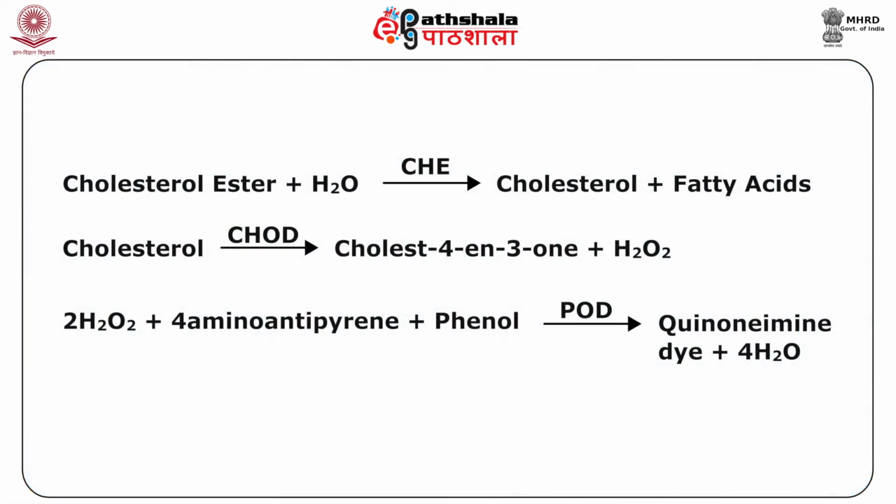Enzymatic estimation of cholesterol from the blood serum is based on the hydrolysis of the cholesterol ester found in the blood. Cholesterol esterase is used to hydrolyze the esterified cholesterol into cholesterol and fatty acids. Cholesterol oxidase acts on the total cholesterol to form cholest-4-en-3-one and hydrogen peroxide. The released hydrogen peroxide is degraded by the peroxidase enzyme or POD into water and molecular oxygen.